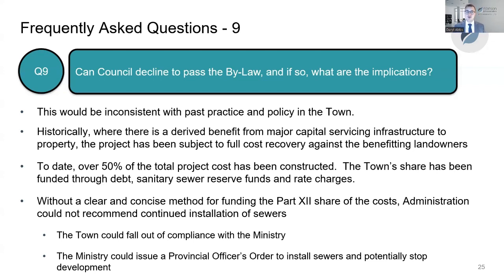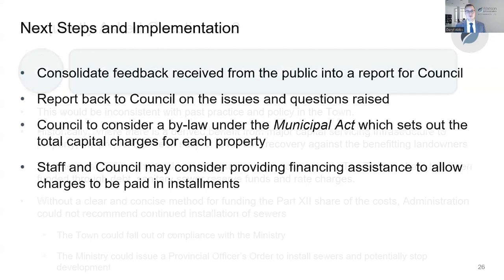To date, over 50% of the total project cost has been constructed. The town's share has been funded through debt, sanitary sewer reserve funds, and rate charges. Without a clear and concise method for funding the Part 12 capital cost share of the costs, administration could not recommend continued installation of sewers. The town could fall out of compliance with the ministry, and if they do, the ministry could issue a provincial officer's order to install the sewers and potentially stop development.